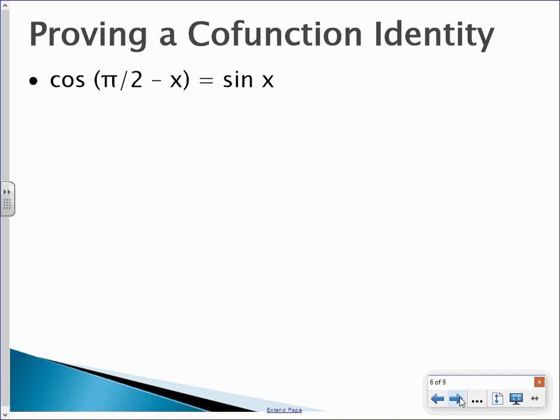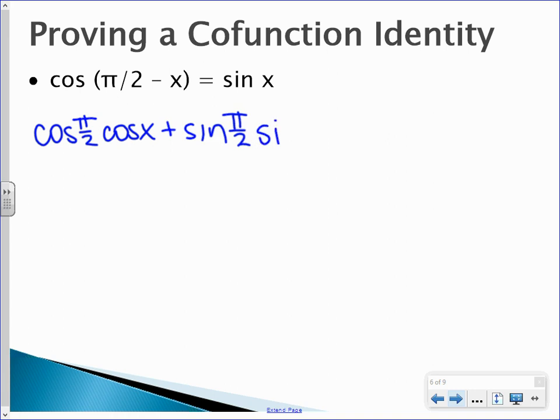So let's apply the difference formula for cosine. We have the cosine of u times the cosine of v. Addition or subtraction? Do we need addition or subtraction, Callie? Addition. Sine of pi over 2 sine of x.